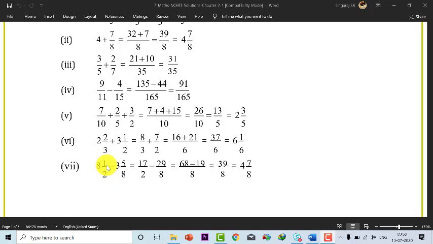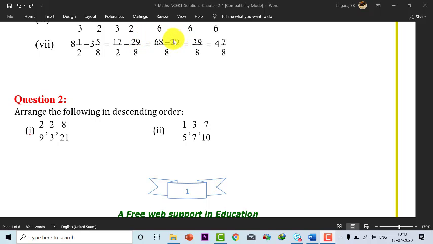8 2s are 16 plus 1 is 17 by 2, and 8 3s are 24 plus 5 is 29 by 8. Here there is a negative sign in between and the denominators are different. Since 8 is a multiple of 2, the LCM is 8. So 2 4s are 8 and 8 1s are 8. So 17 4s are 68, and 29 1s are 29. So the numerators give 68 minus 29, and their difference is 39. The LCM, which is 8, is written in the denominator.